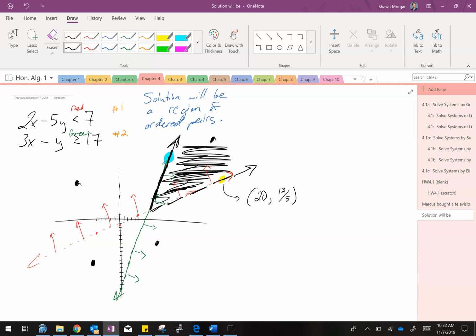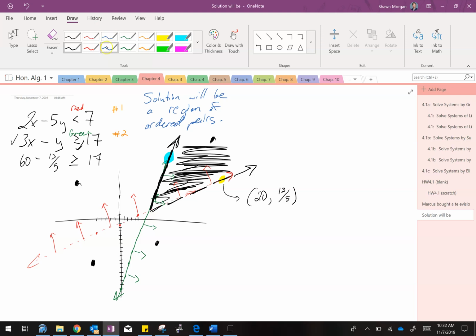The question is, why wouldn't the yellow give me a true statement? Now, if I plugged the yellow into this second equation, the green one, you can bet your biscuits it'll give you a true statement, okay? Because 20 times 3 would be 60. We'd have 60 minus 13/5. And of course, that checks out as greater than or equal to 17, without a doubt, because 13/5 is 2.6, excuse me, and so 60 minus 2.6 is definitely greater than or equal to 17.